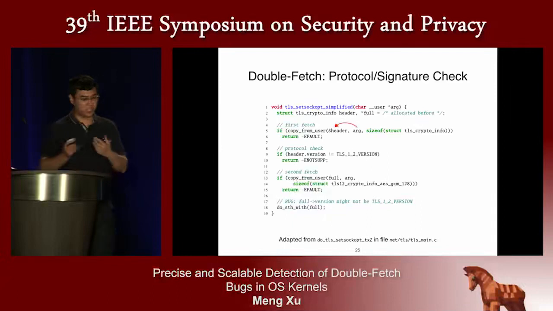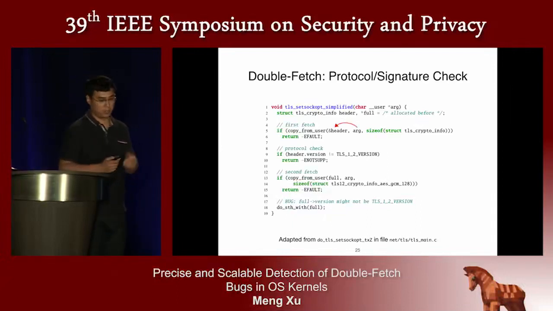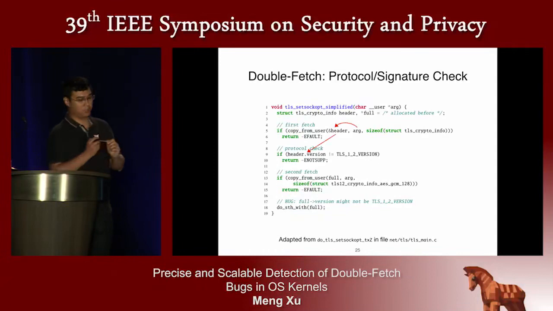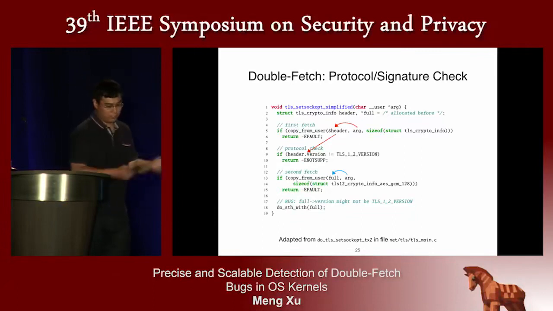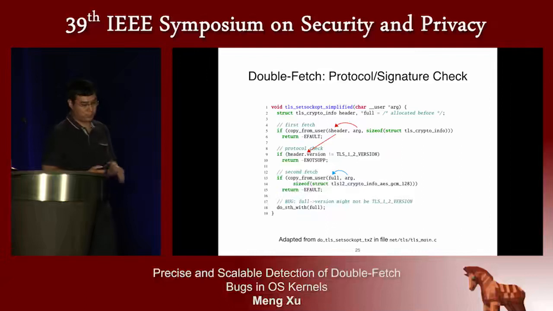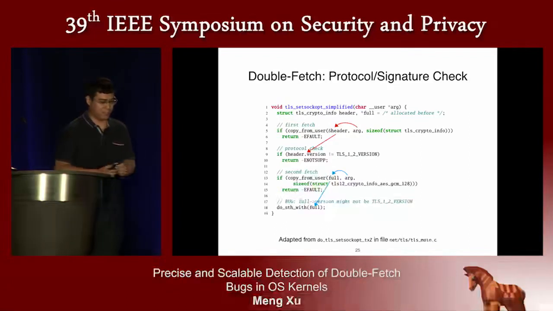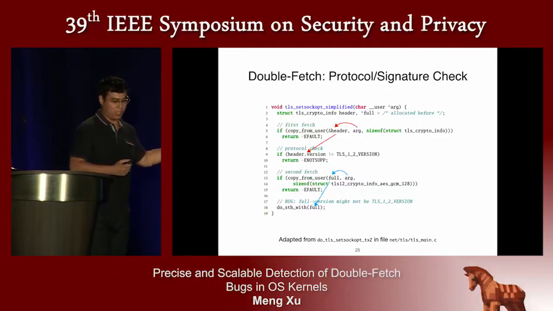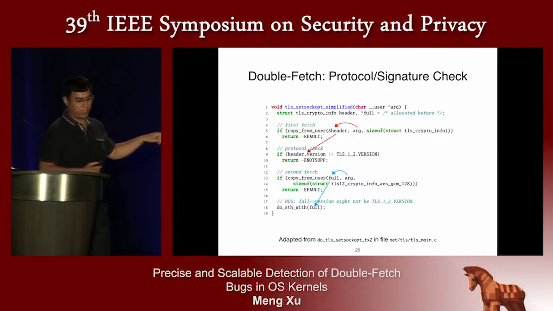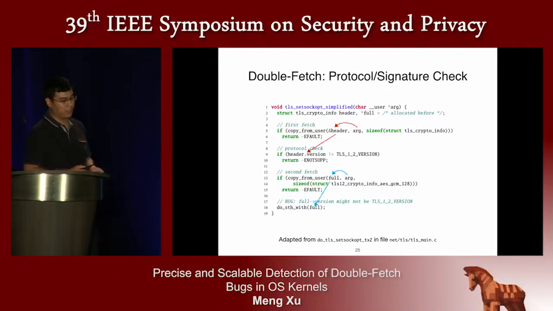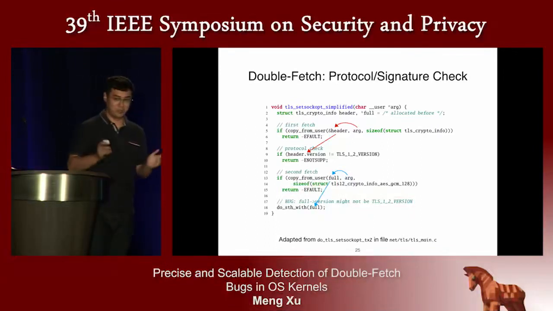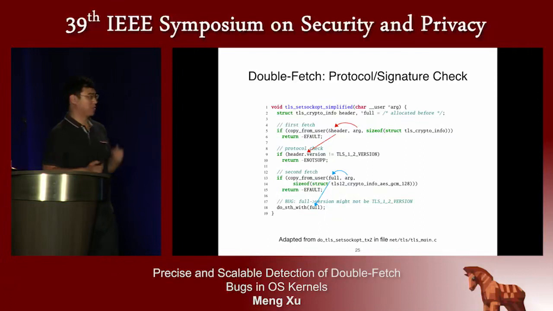Another example is how they do protocol checks or signature checks. They basically want to early reject a message. So they copy the header and verify that the header must be, say, TLS 1.2. And if not, it just error returns. And if yes, then you do the second fetch and do something with the full message. But what is not expected is that after you do the first fetch and while you're doing the protocol check, this TLS 1.2 version can be changed in the header. So you can basically use any kind of TLS 1.1, 1.0, something else.